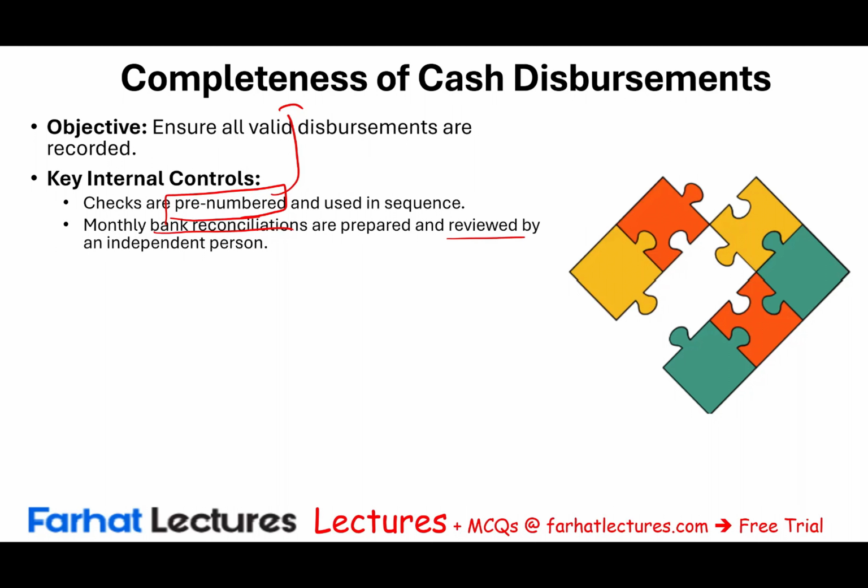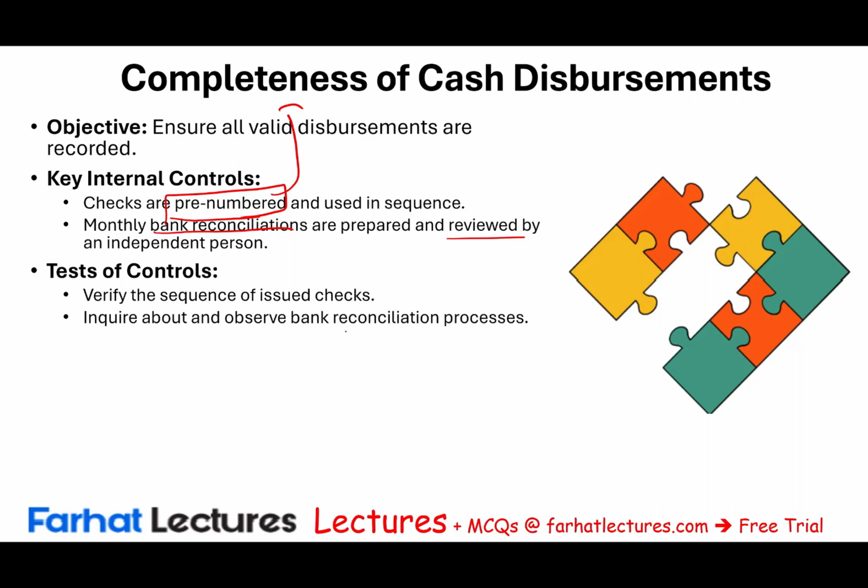Well, we also did this for accuracy. Yes, some of them serve more than one purpose. That's fine. What can we do for test of control? Verify the sequence of issued checks. If they're saying they are checking for sequence, verify that they are doing that. Inquire about and observe the bank reconciliation process. Talk to the people that prepared the bank reconciliation. Ask them about their role and observe them preparing the bank reconciliation.